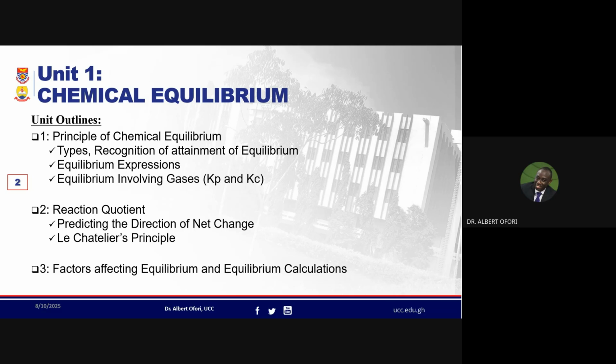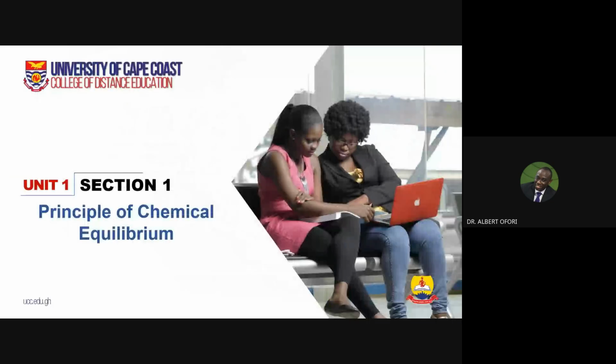Then we'll do a few calculations on this chemical equilibrium, and then we'll move to a different topic. So that's what we want to do now. Now let's look at this chemical equilibrium.